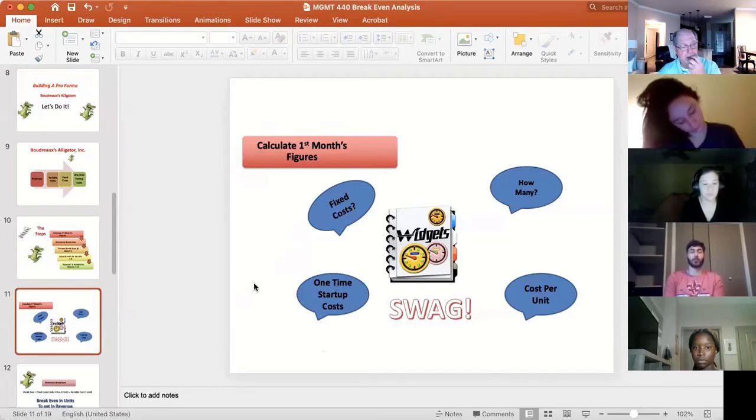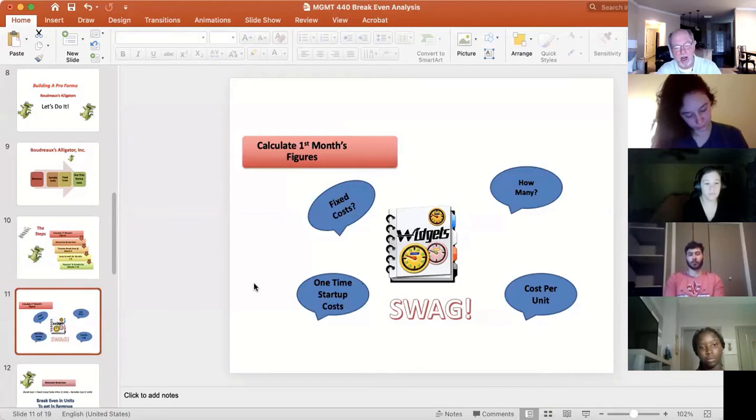Now, we assume Boudreaux's been doing this for a while, so he knows. So here's what we do. We use a method called SWAG, scientific wild ass guess, right? Because we have no idea how many alligators he's going to catch in the next 6 months. So we just have to come up with a figure. So we use our SWAG method.